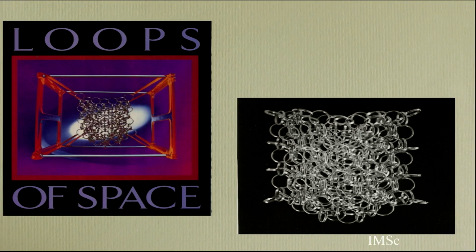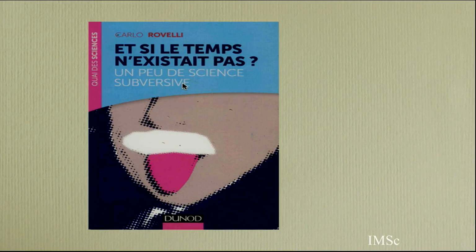In loop quantum gravity, you suppose at the fundamental level, the space is made of loops. He has written some provocative book like this in French. The title is "And if time does not exist." You suppose time is an illusion; it does not exist, and it's called "un peu de science subversive," a little provocative science to say maybe time does not exist.